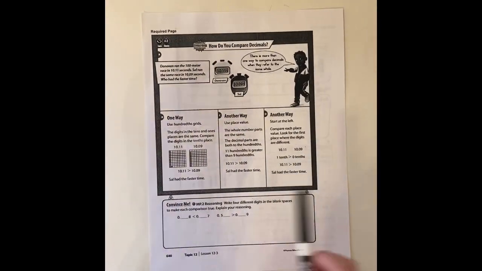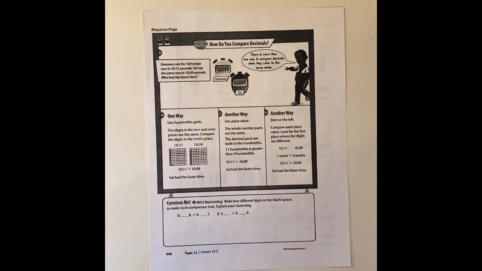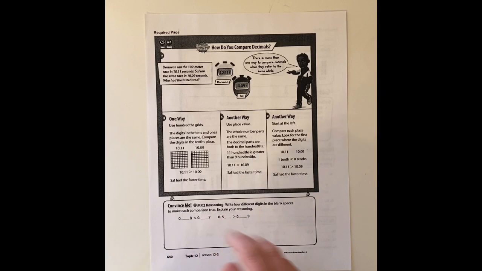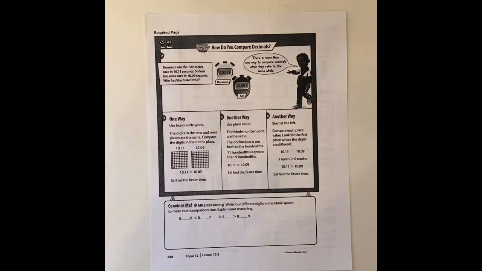And I'm going to be talking about the Convince Me. Write 4 different digits in the blank spaces to make each comparison true. Explain your reasoning. This is a little bit challenging. You have to pay attention to also the digits that are already there and where the decimal is. So why don't you try that really quick, and then you can unpause the video to see how I go over it.